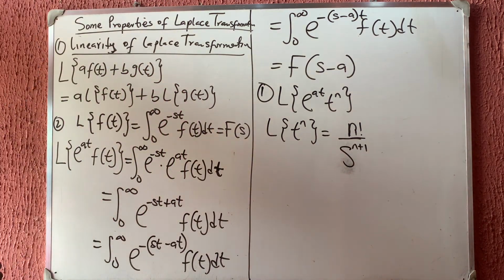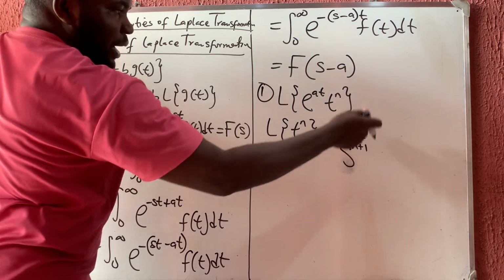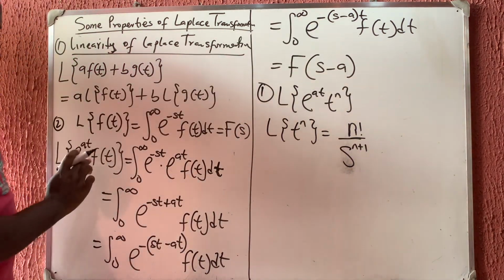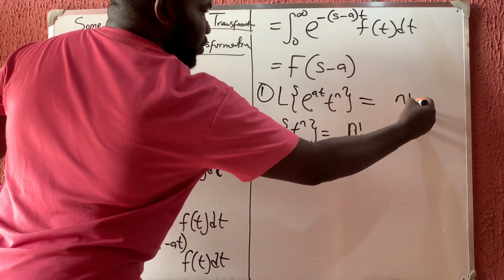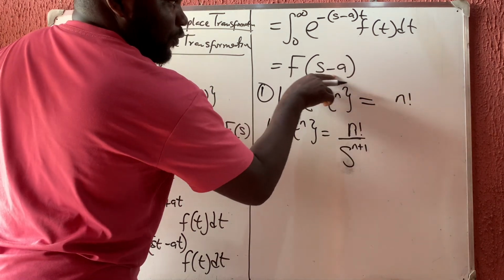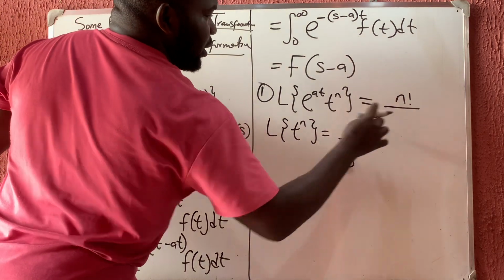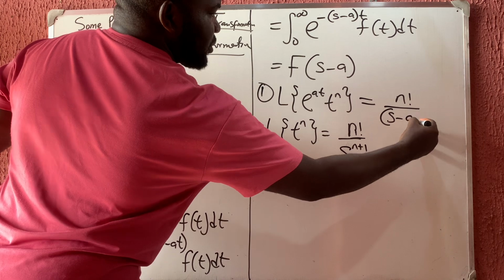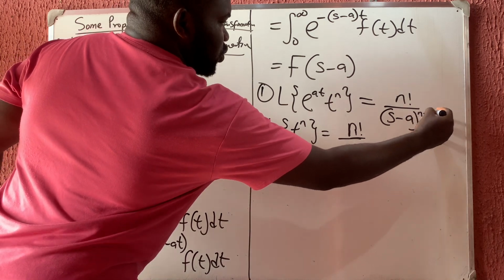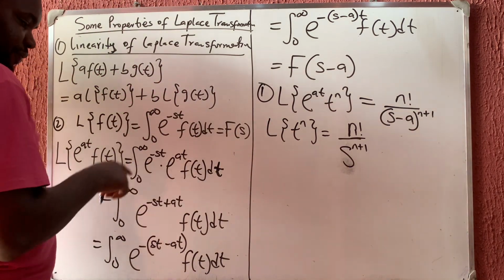Now, since you have this, use it and compare. This one should now be equal to n factorial. We don't have any business with n; it's always a function of s. So instead of putting s here, I will now put s minus a. So this will be n factorial over s minus a, raised to power n plus 1. That's the first concept from here.